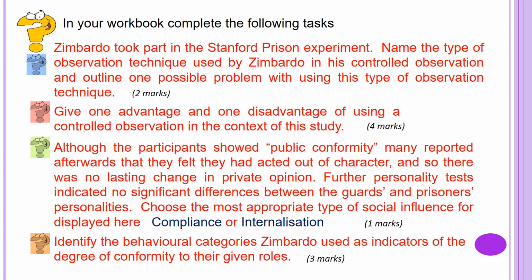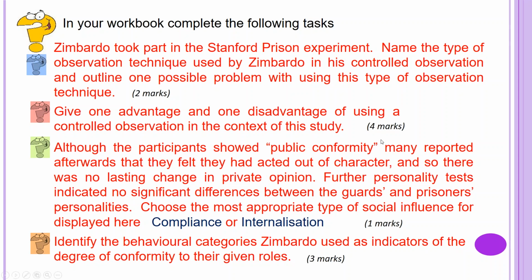The problem with this type of observation is that the researcher needs to remain objective, but you run the risk of getting carried away with the situation if you take part in the observation. i.e., Zimbardo not letting prisoners leave showed that he'd crossed the line from being objective.